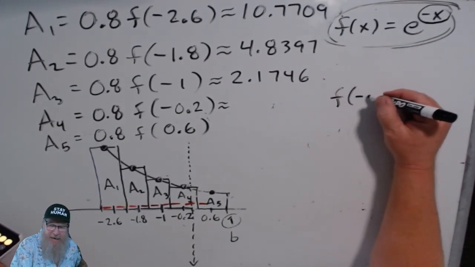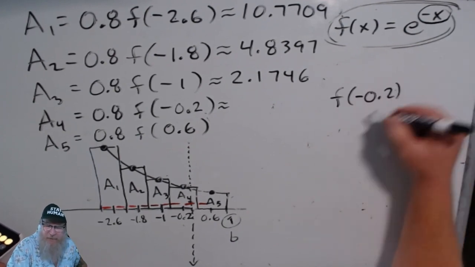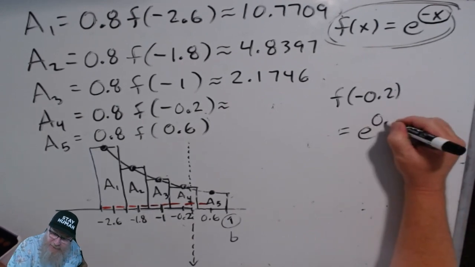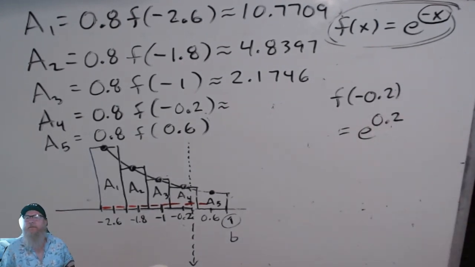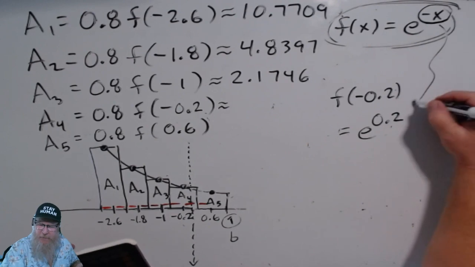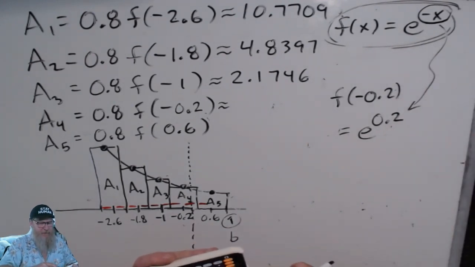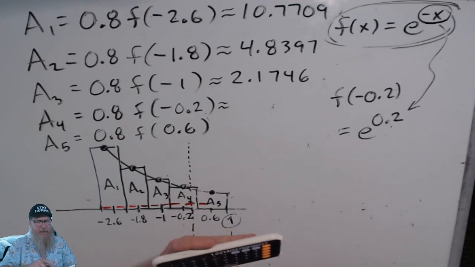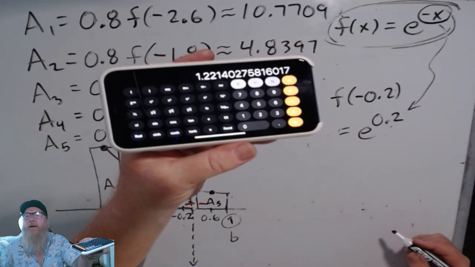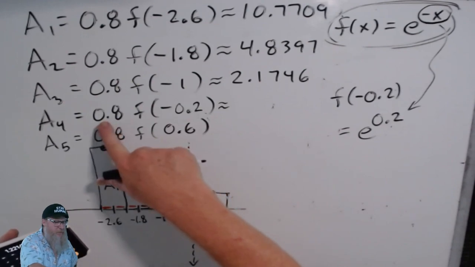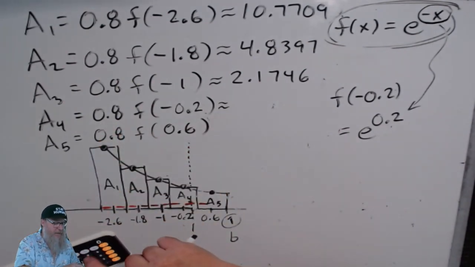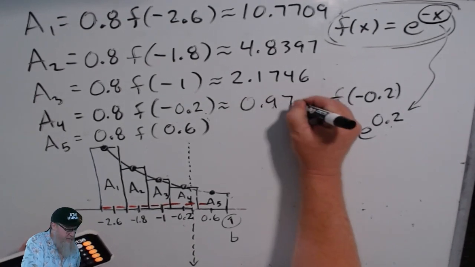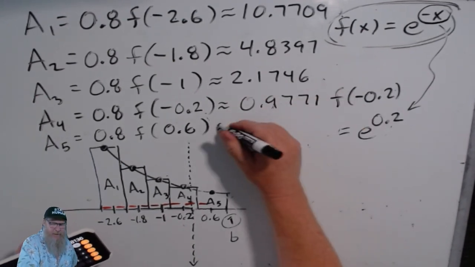So here we have negative 0.2. Again, double negative. So it's going to change to a positive. All right, double negative changes to a positive. So 0.2 on my calculator. E. That gives me 1.22, so on and so forth, times 0.8 is 0.9771.